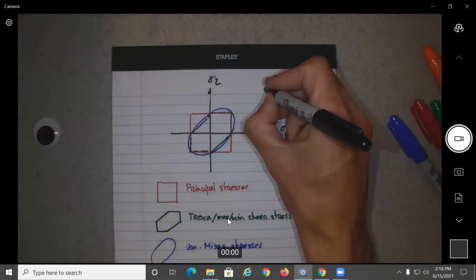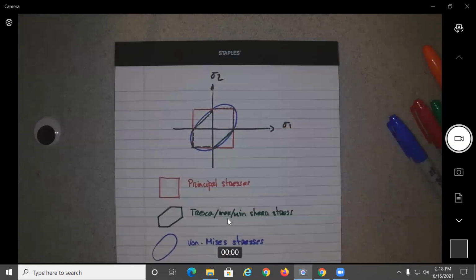So for here, this is static failure criteria.